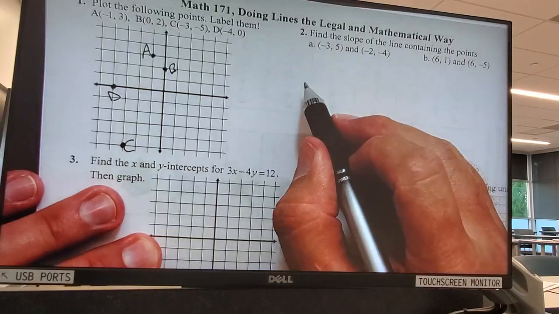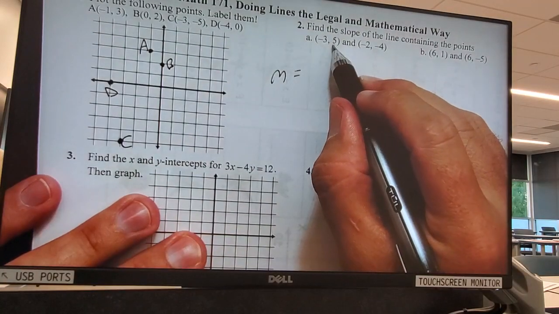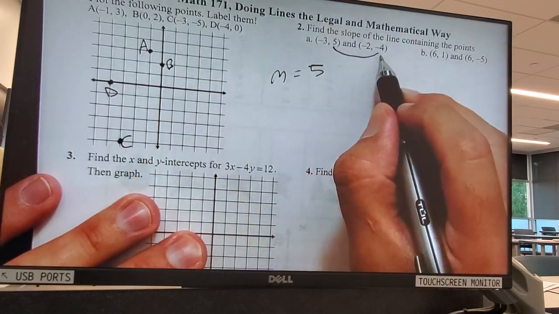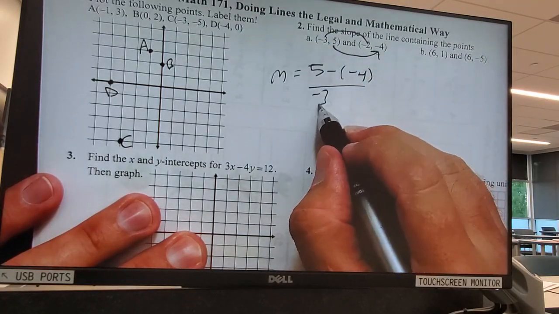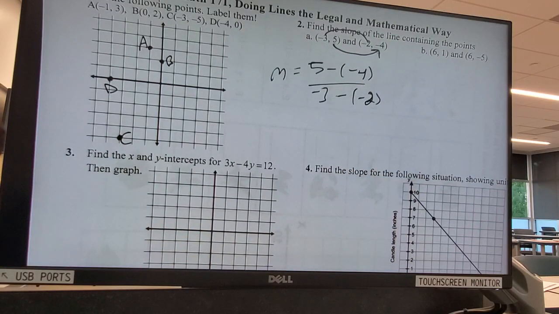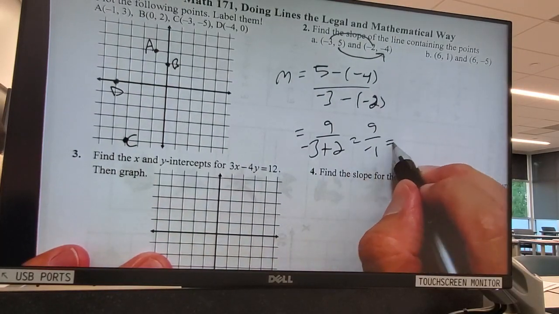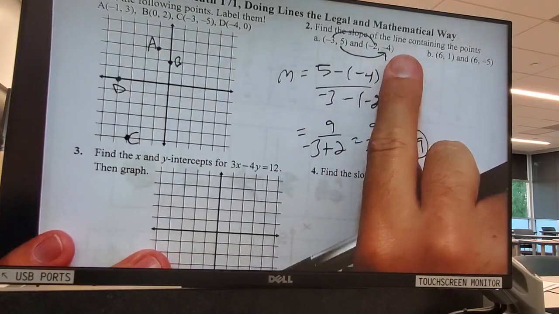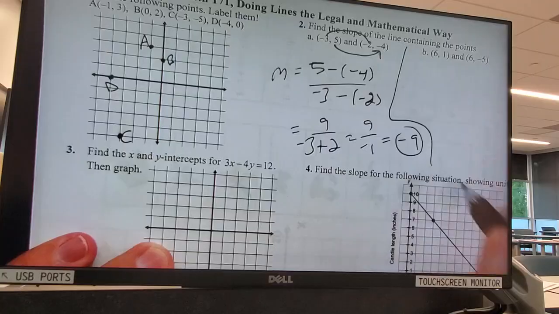Slope of the line containing the points. You could do it multiple ways, but my point is this: if you choose to do 5 minus -4, so you're going this way, you must do -3 minus -2. Everybody I came around and saw managed to do the bottom. It can get a little tricky with multiple negatives, but this would be 9 over -3 plus 2, so 9 over -1, so it's -9. And I think most of you did -4 minus 5. You still got -9.